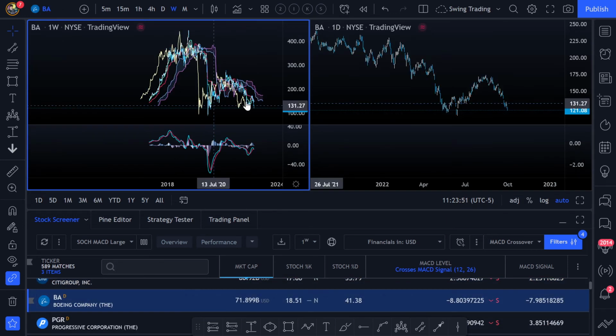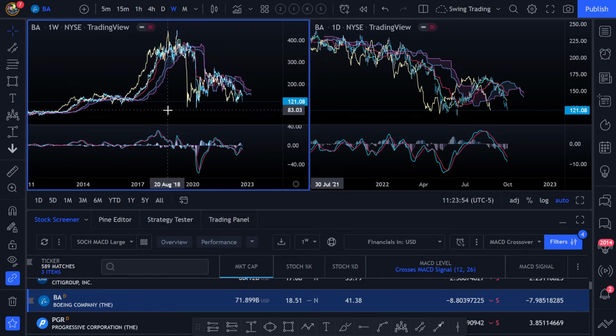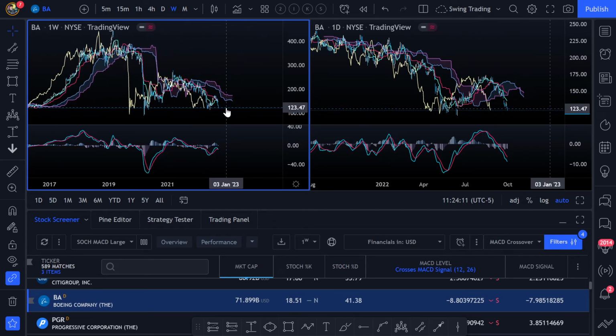Boeing. Here's another one that is currently at previous support and resistance. You can see that there is an accumulation phase here, and well, the price is right now testing that level again.